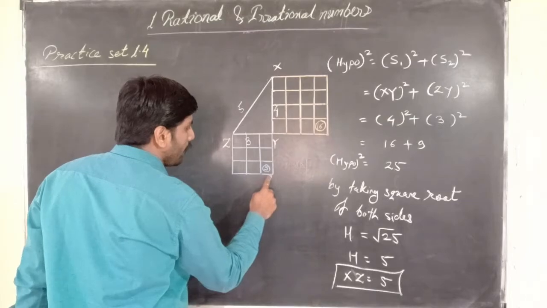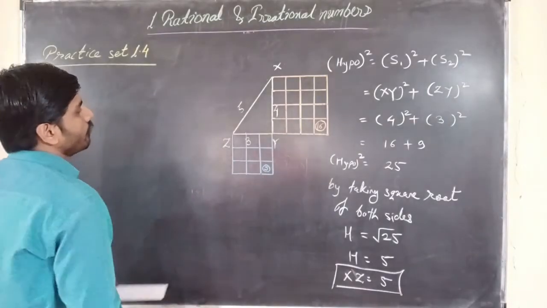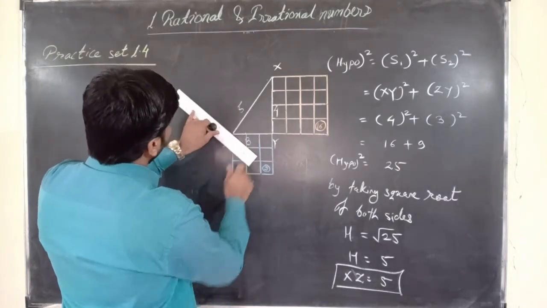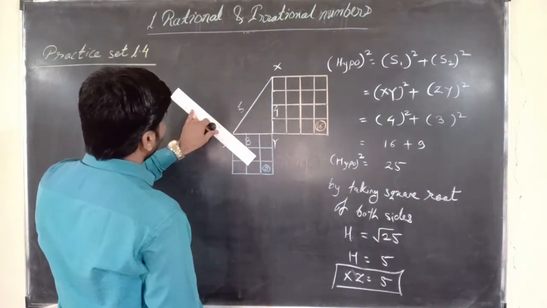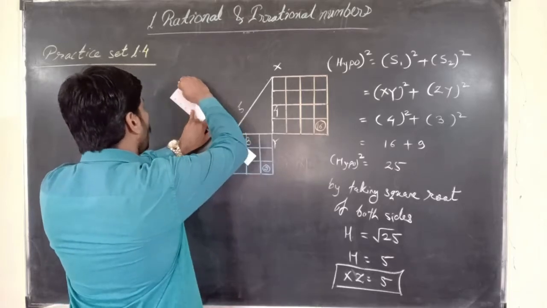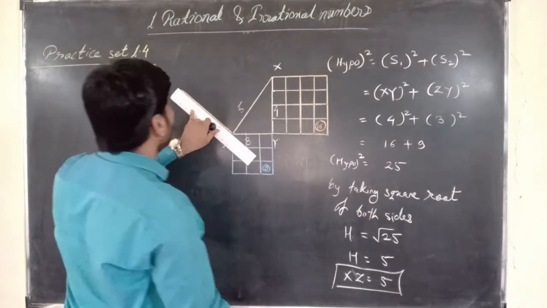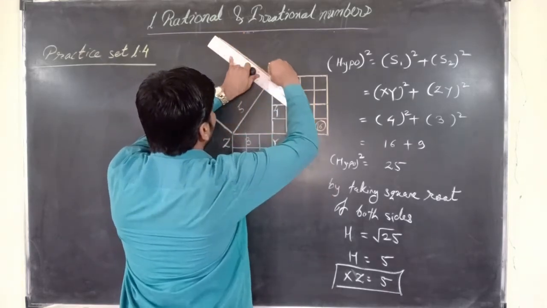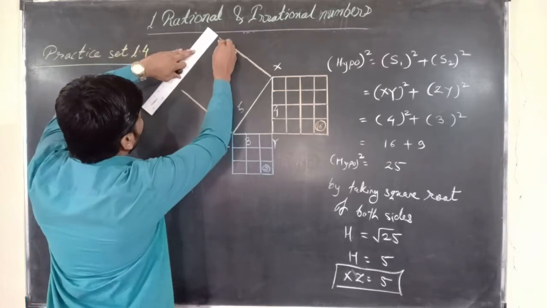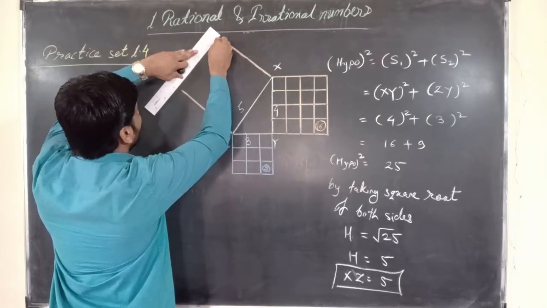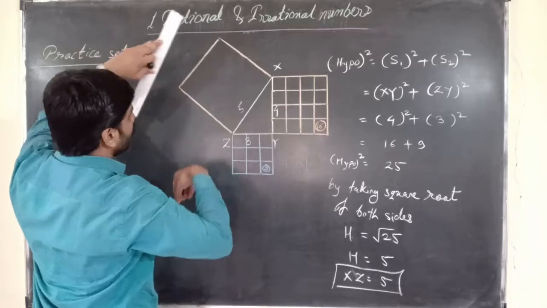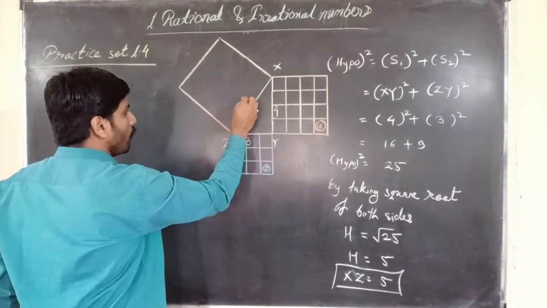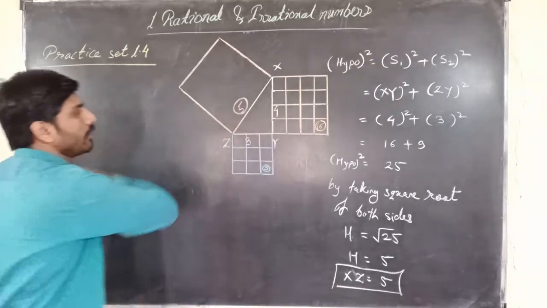Now 16 plus 9 is 25. So if we find square of their hypotenuse, we will get perfect 25 squares on this side. And if we find square root of 25, we will get length of hypotenuse, that is 5.